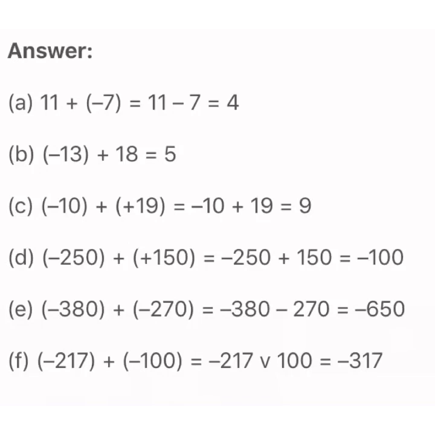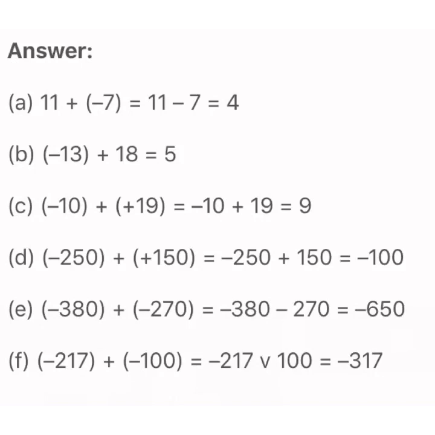Now the fifth one, minus 380 plus minus 270. Here children, both the integers are negative integers. So we will add both the integers, that is minus 380 minus 270. Both the integers will be added, but the answer will be a negative integer only, that is minus 650. Minus 380 minus 270 is equal to minus 650.